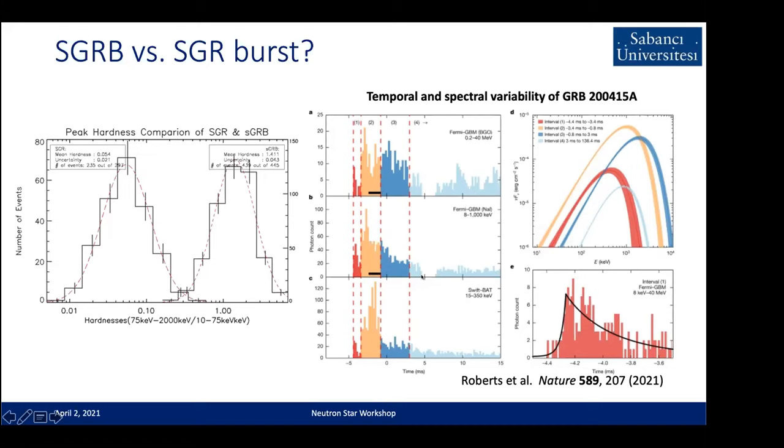So it's not very clear-cut. It's not always clear if a burst is an SGR or a short gamma ray burst. There are cases like that, but I hope that connects back to the neutron star whole story. All right, thank you very much.